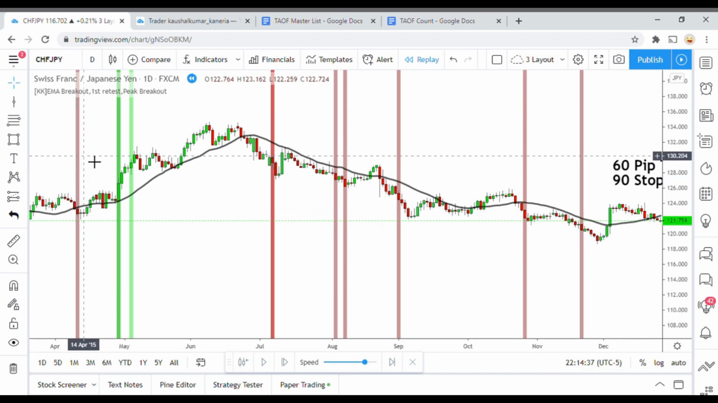Now, if you look here, there are these kind of grayish red lines and light green lines.